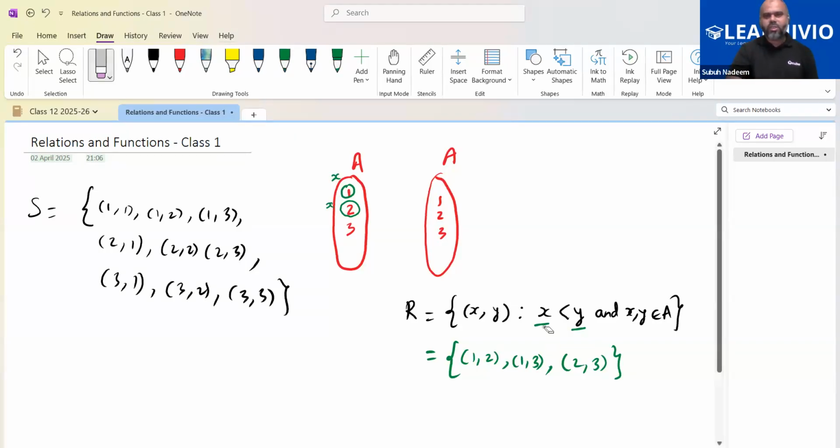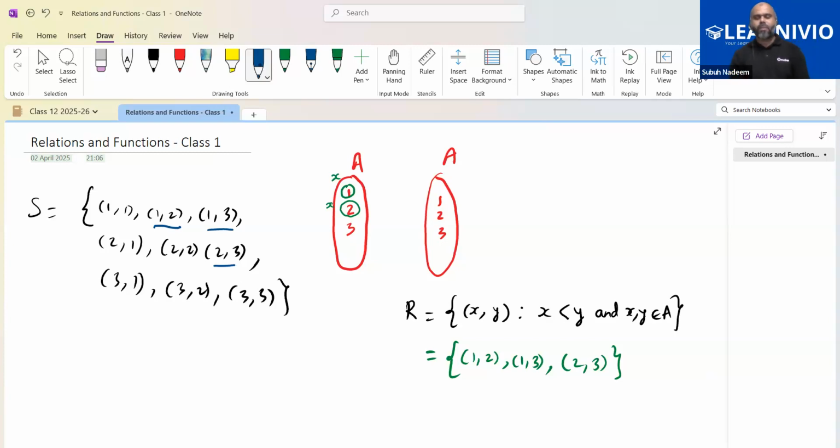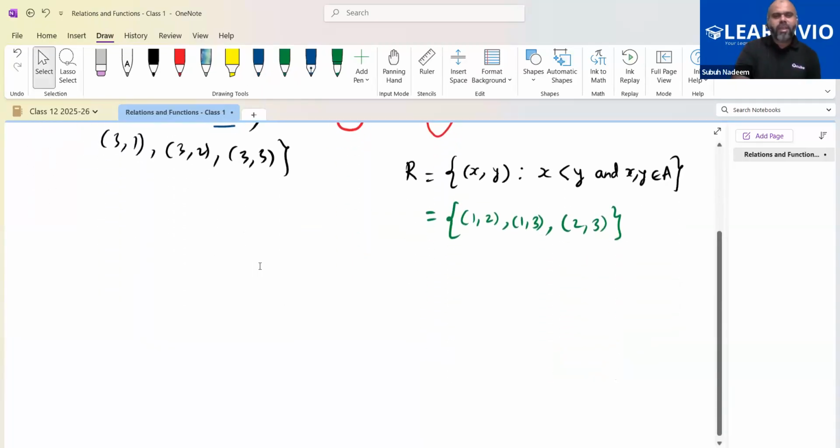So this relation here has how many elements? 3 elements. And these 3 elements are from here only: (1, 2) from here, then (1, 3) from here, and then (2, 3) from here. So these elements it has taken from this universal set. Now the relation could be something else also.